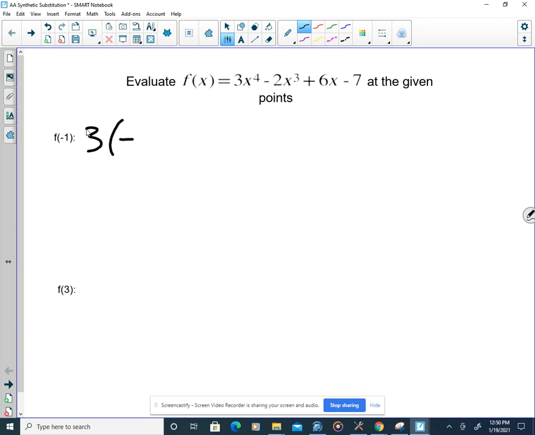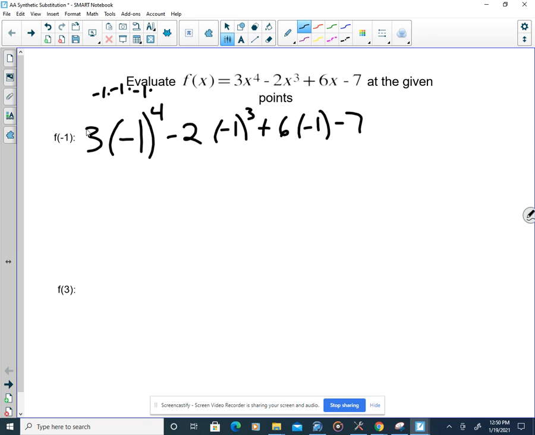We'll plug in a -1 for our x. So 3 times -1 to the fourth minus 2 times -1 to the third plus 6 times -1 minus 7. And now we'll just evaluate it. So -1 to the fourth is -1 times -1 times -1 times -1, which ends up being +1.